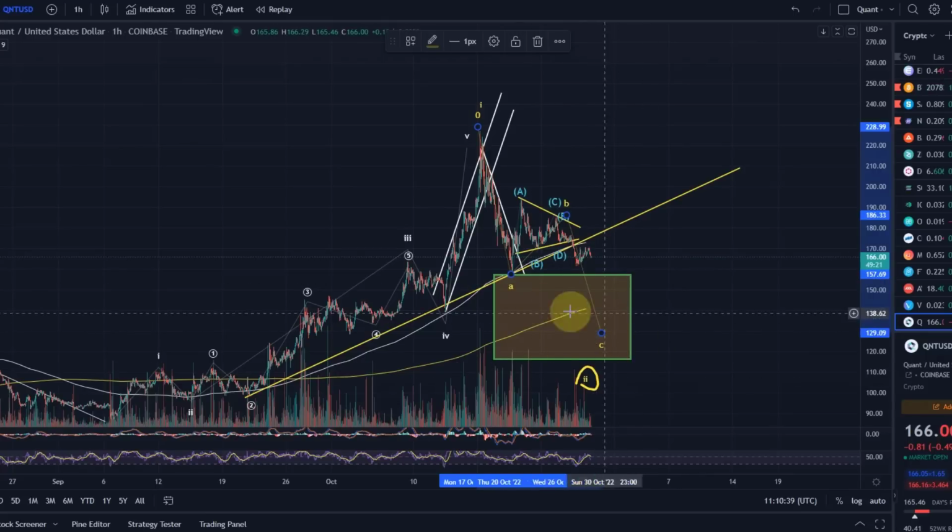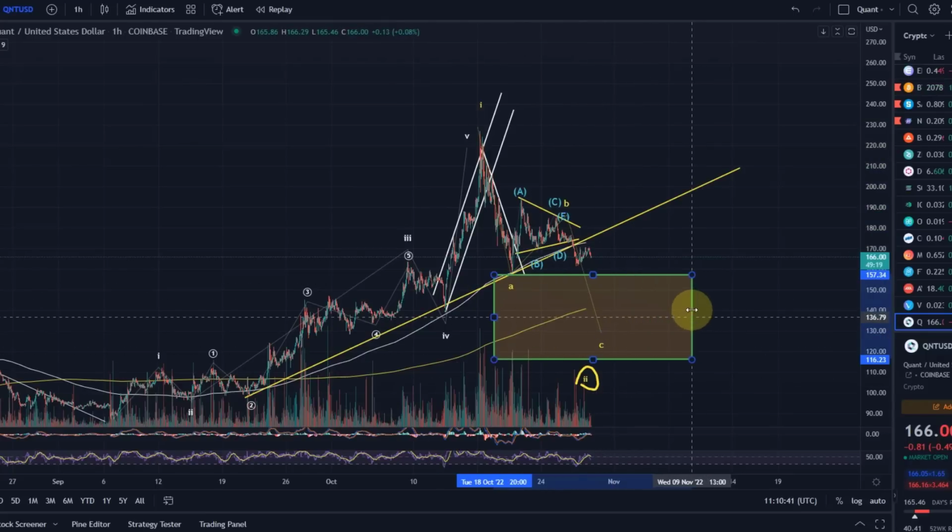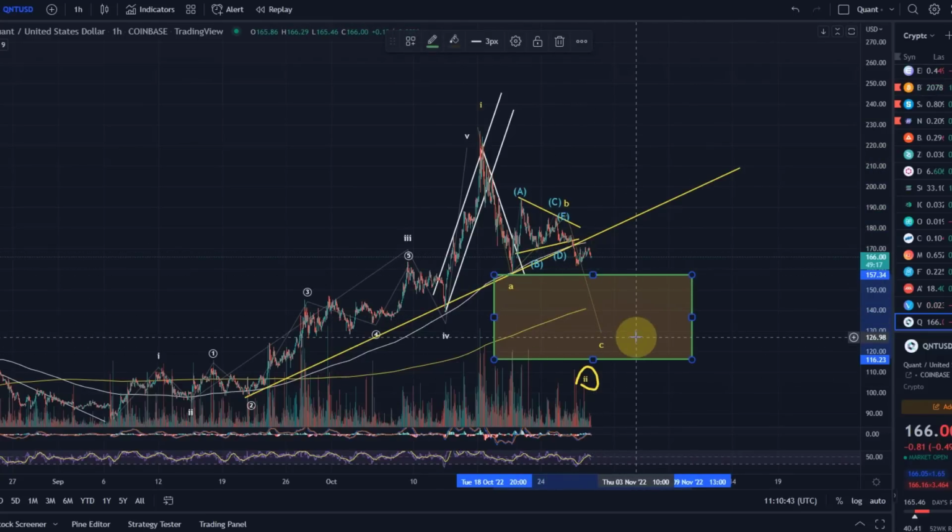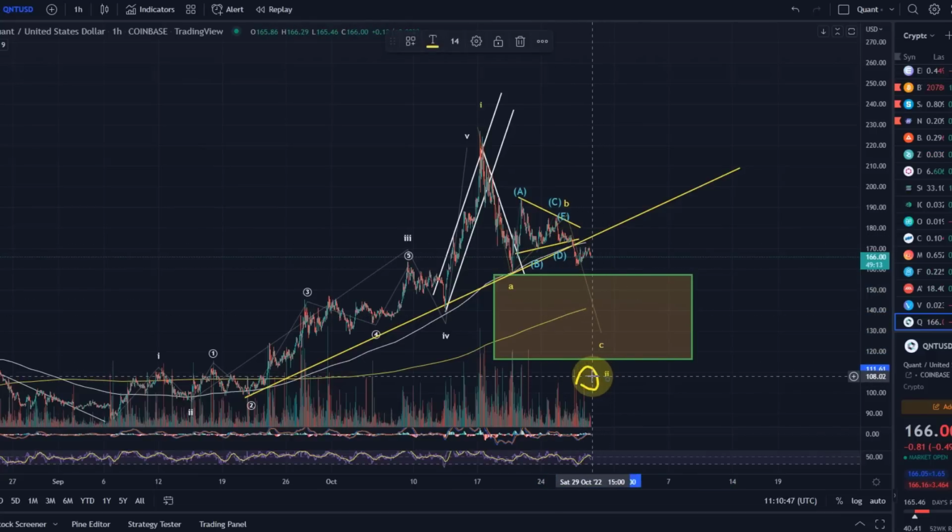I think primarily we will get into this area. How long that takes, I can't really say, but I don't think it will happen tomorrow. It will take a bit of time to finish off this wave 2 or this wave C of 2. That would be my next accumulation phase as well.